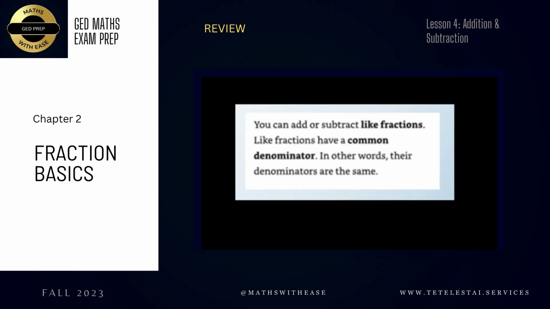So you can add or subtract like fractions. Like fractions are fractions that have the same denominator, so they have a common denominator. If you see 2/5 and then 3/5, they're like fractions because they have a common denominator, and that common denominator is 5.